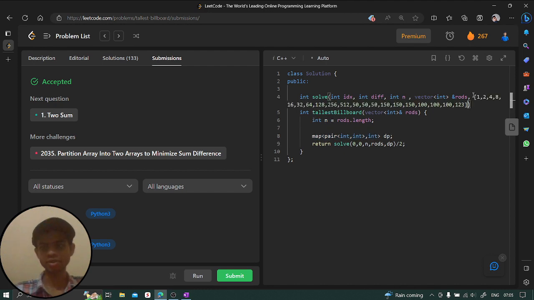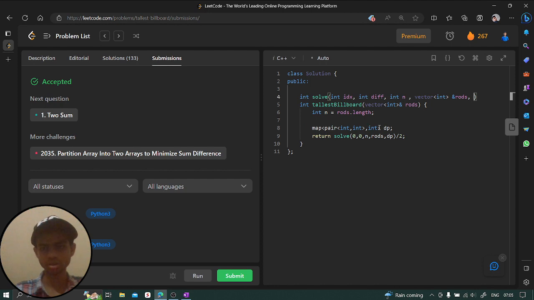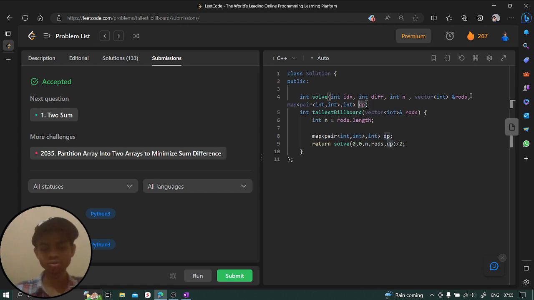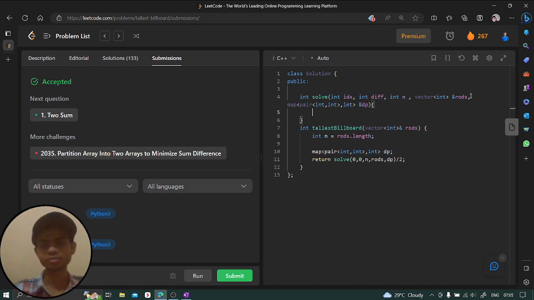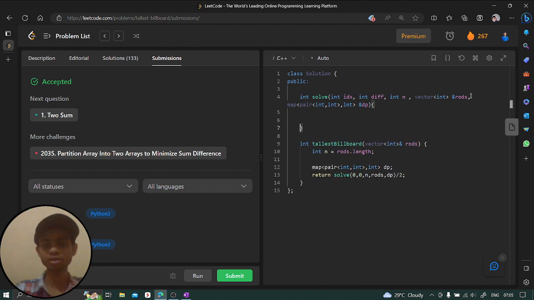Okay, and we have to use up what happened to it. Let's copy again, right? So guys, we are going to use a pass value, right? Now once this is done, we are going to check first of all one condition. If that particular index and difference is already explored, that means if dp dot find this particular thing is not equal to dp dot end, right?